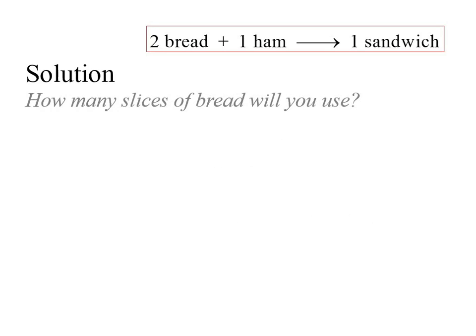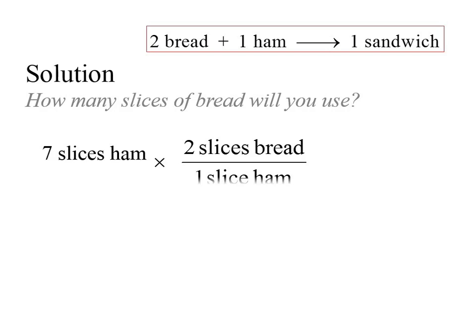So the bread that will be used, again, we're going to start with our limited supply ingredient, which is 7 slices of ham over 1. Now we go with the 2 slices of bread over 1 slice of ham. Your slices of ham cancel. We're left with slices of bread, which of course is 14. That's what you would have told me before. We need to use 14 slices of bread. Bread's there in excess. We're coming up with what we need to use based upon our limited supply ingredient.